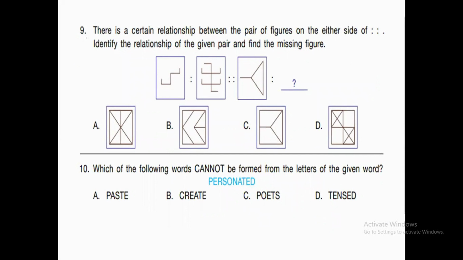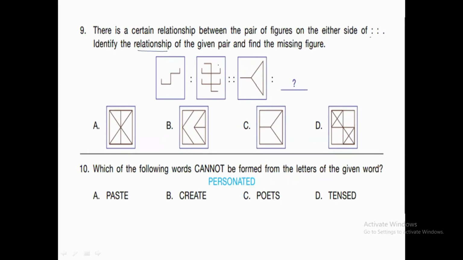Now let's move on to question number 9. Question number 9 says that there is a certain relationship between the pair of figures on either side of this column. We need to identify the relationship of the given pair and find the missing figure that should be there at the place of this question mark. So let's see how we can solve this question.